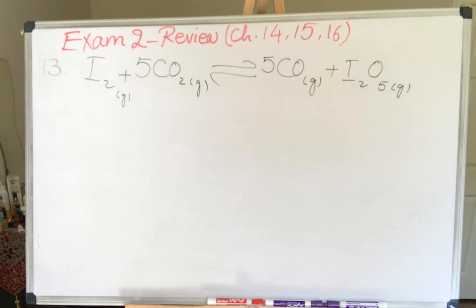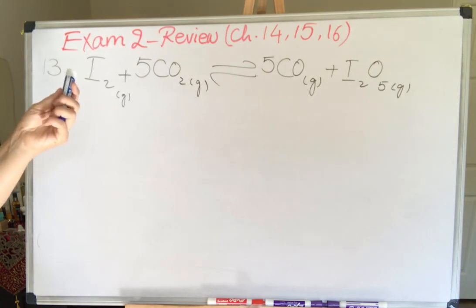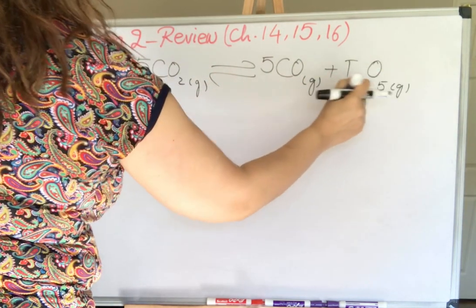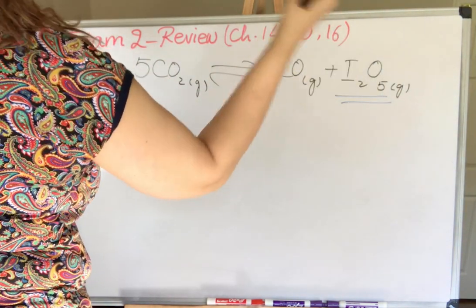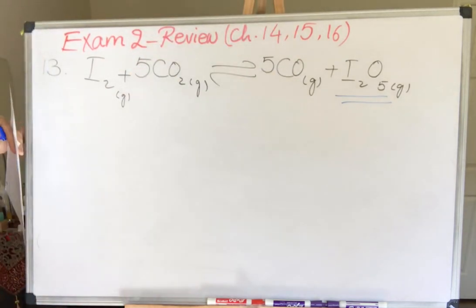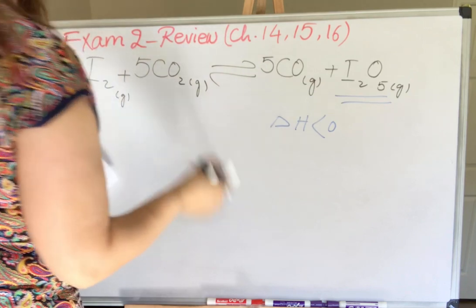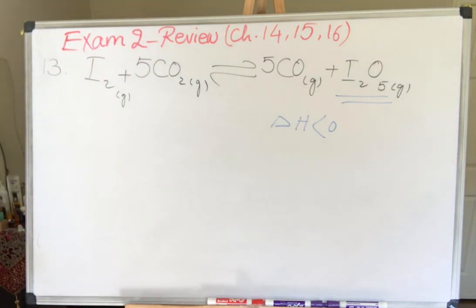So the following equilibrium is exothermic, meaning it releases heat. Delta H is negative. How could the yield of iodine pentoxide be increased? Which one is iodine pentoxide? This means how can we increase the amount of iodine pentoxide? If delta H is negative, it's releasing heat, meaning it doesn't need heat. So decrease the temperature to have more product.